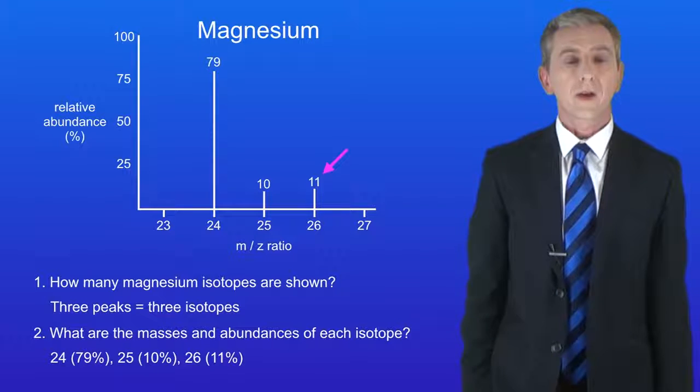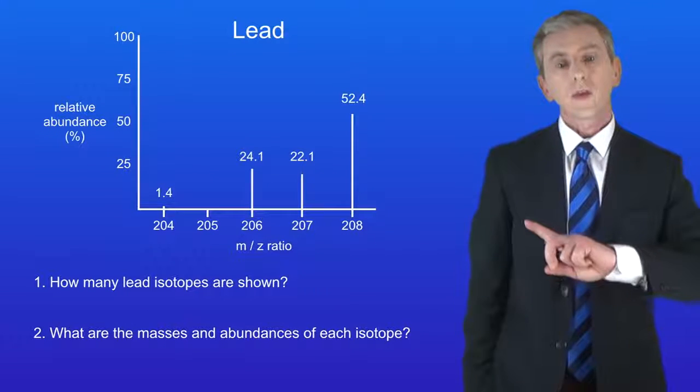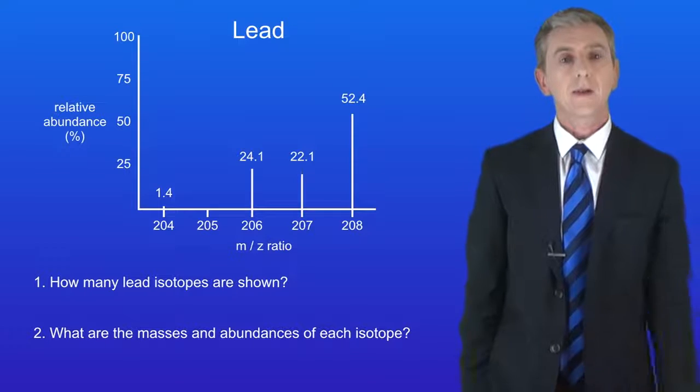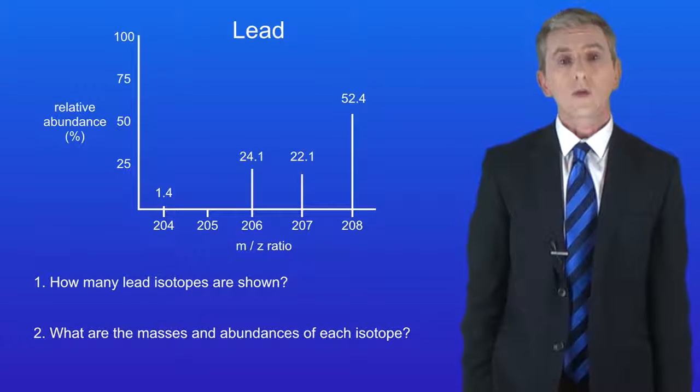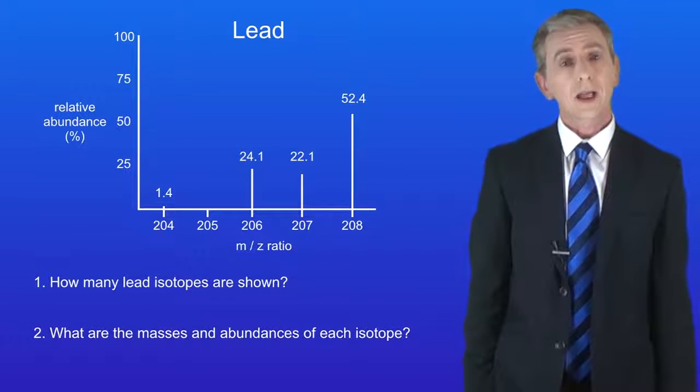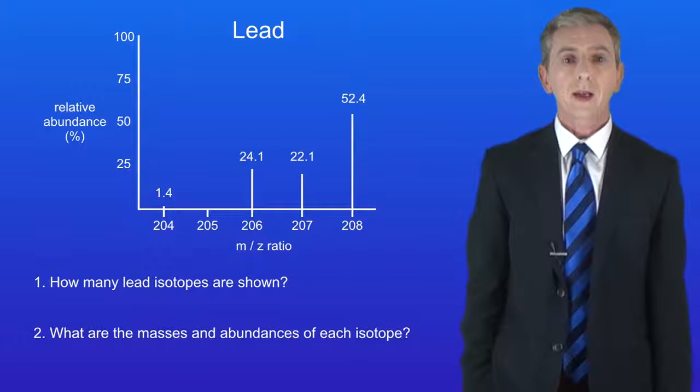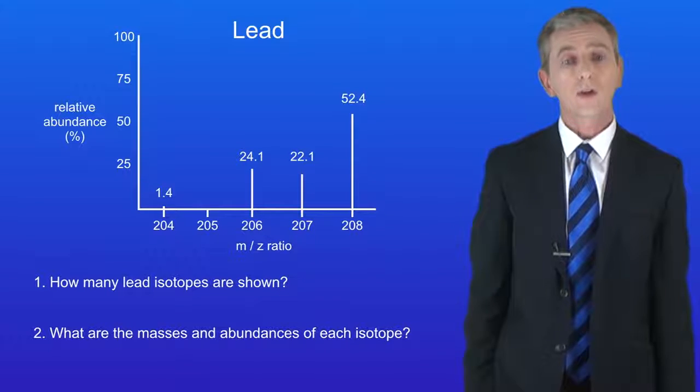I'm going to give you one more mass spectrum to interpret. This is the mass spectrum for the element lead. Again, I'd like you to use the spectrum to work out how many lead isotopes are shown. Then I'd like you to determine the masses and abundances of each isotope. You should pause the video now.